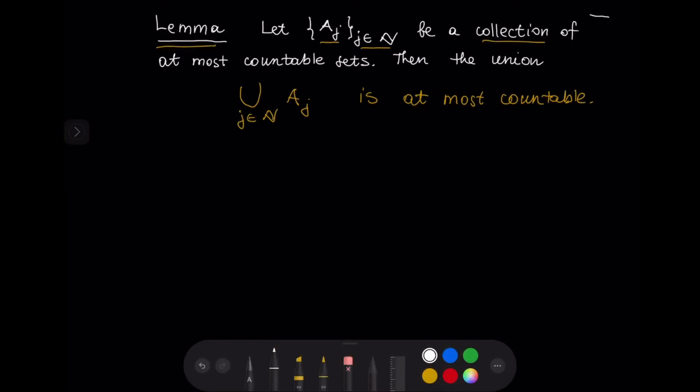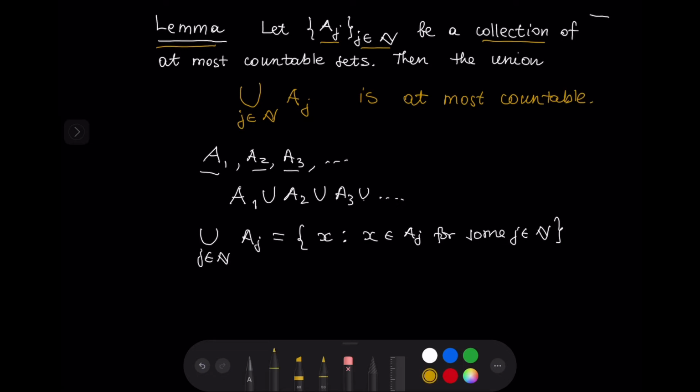So basically, if we have a sequence of sets A1, A2, A3, and so on, and if every set in this sequence is at most countable, then if we look at the union A1 union A2 union A3 union, and so on, then this union is going to be at most countable. And just to recall, the union over all natural numbers j of Aj is going to be the set of all x such that x is in some set Aj for some j natural number.